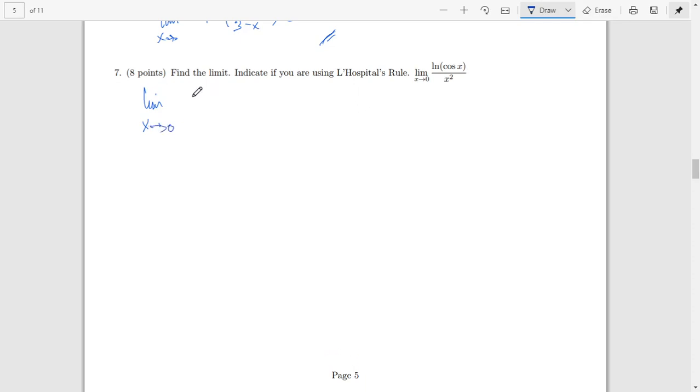The limit as x goes to 0 of log cos x over x squared. Actually, if I take this limit directly, I'm going to get the natural log of cosine of 0, which is 1, all over 0 squared, which is 0. So I'm going to get 0 over 0, which is an indeterminate form of 0 over 0. So now I can apply L'Hopital's rule because I have an indeterminate form of 0 over 0.